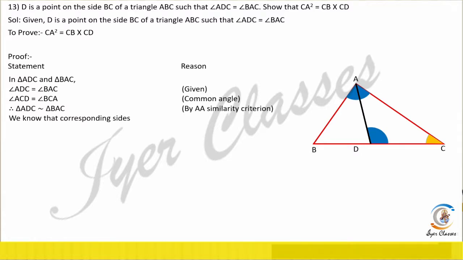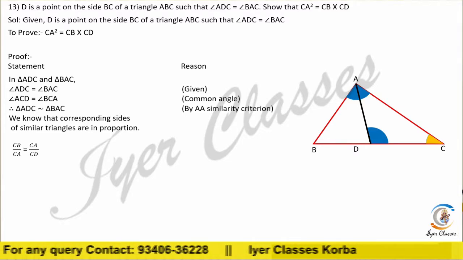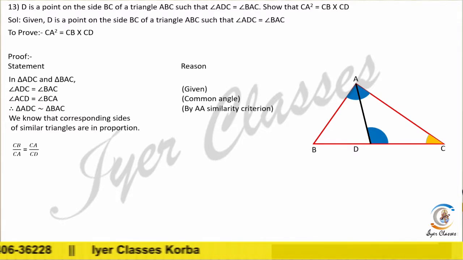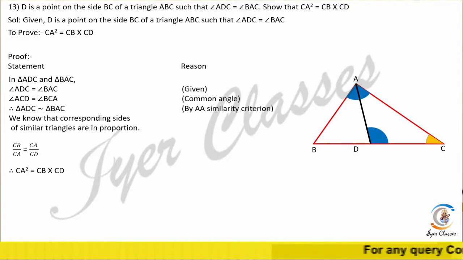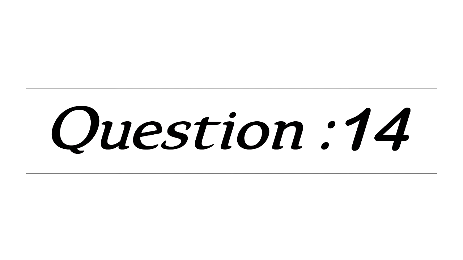Therefore, we know that the corresponding sides of similar triangles are in proportion. So, we will have side CD by CA is equal to side CA divided by CB. Cross multiply, you get the required answer. CA square is equal to CB into CD. Hence proved.